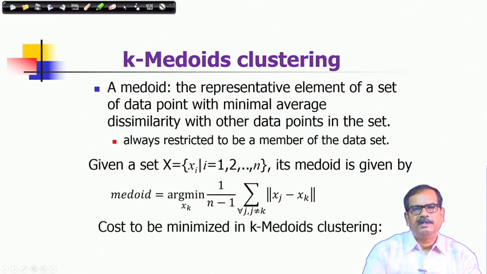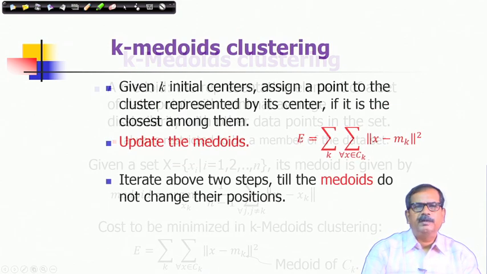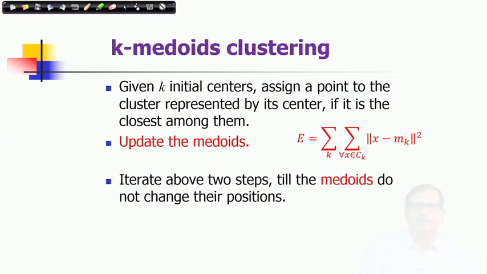So, the cost to be minimized in K-medoids clustering is almost the same in structure. Instead of the cluster means, now we have replaced means by the cluster medoids in the expression. So, you can see this is an almost similar expression, where these are the medoids of cluster K. So, K-medoids clustering is almost similar to K-means clustering. As you can see, this is the same algorithm, except that instead of updating cluster centers or means, we are updating medoids. So, iterate the above two steps till the medoids do not change their positions. The corresponding changes in this algorithm are highlighted by this red color.